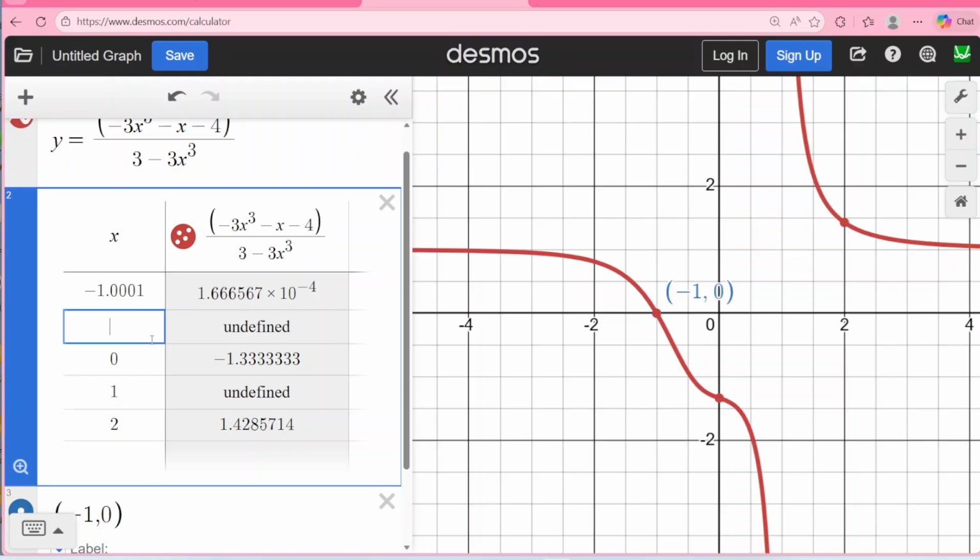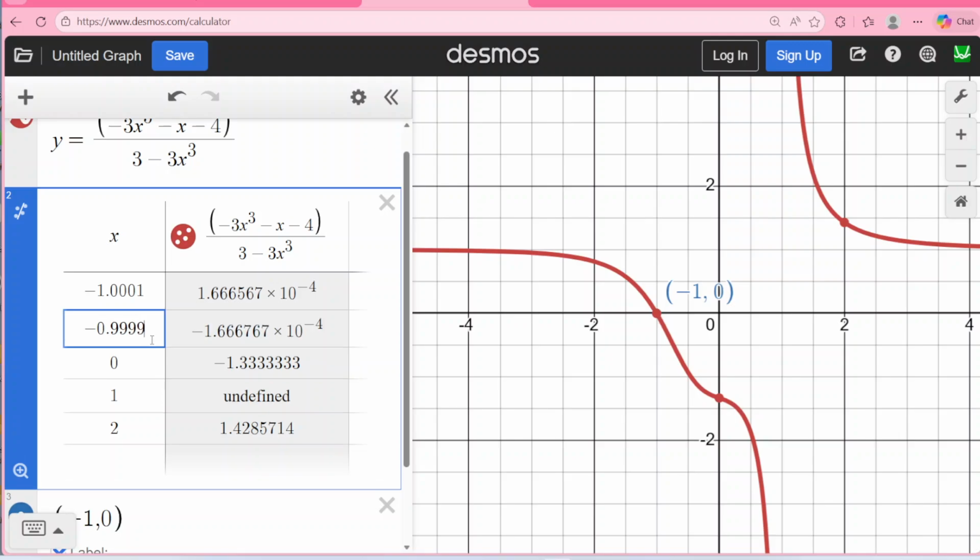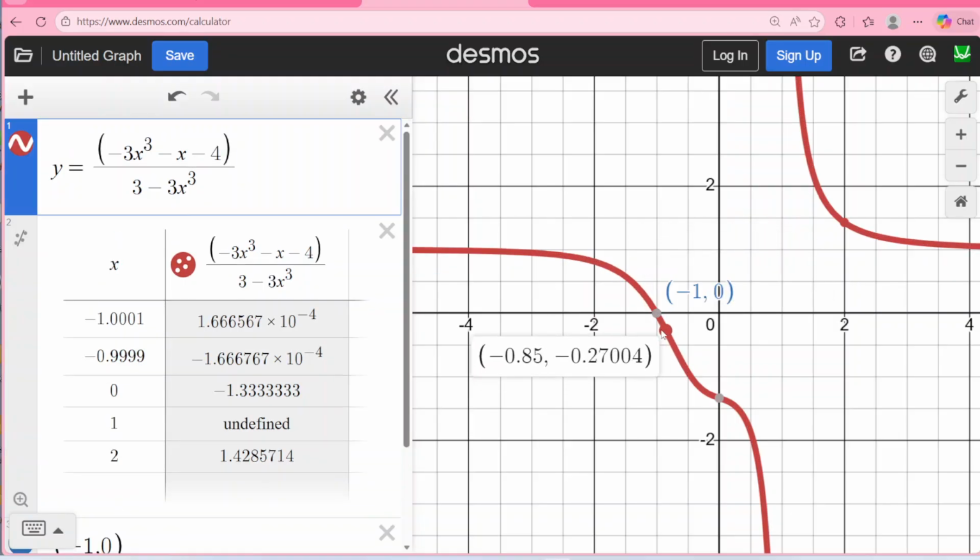And from the right side, plug in values greater than -1, so -0.9, -0.99, -0.999, -0.9999. And again, you're seeing the output getting very, very tiny. So you can see it from the graph, approaching this point, -1, 0 on both sides. You can see it from a table.